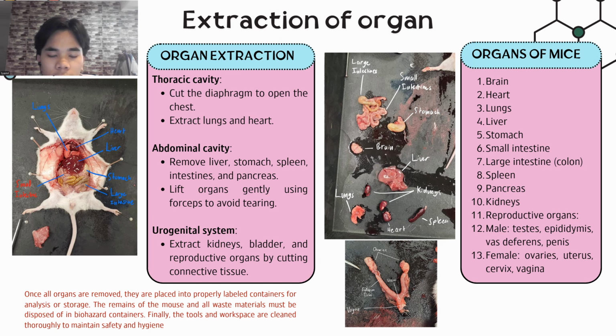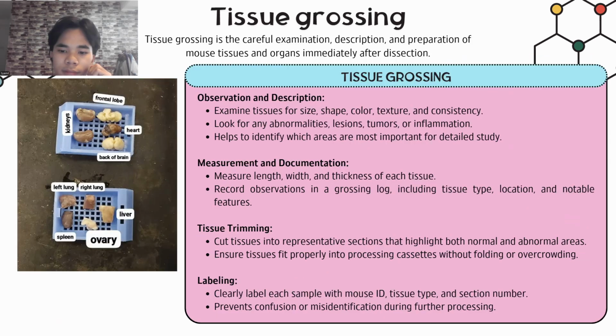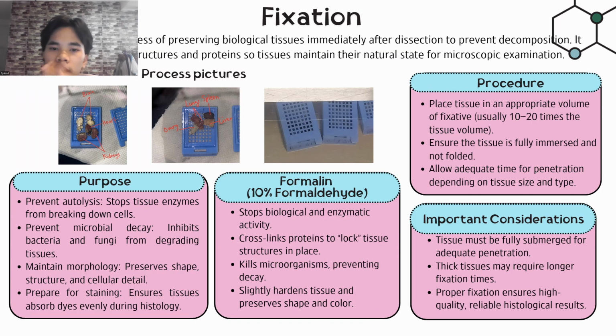Once all organs are removed, they are placed into properly labeled containers for analysis or storage. The remains of the mouse and all waste materials must be disposed of. Next is the tissue grossing. Tissue grossing is the careful examination, description, and preparation of mouse tissue and organs immediately after dissection. Lastly, we have fixation. Fixation is the process of preserving biological tissues immediately after dissection to prevent decomposition.